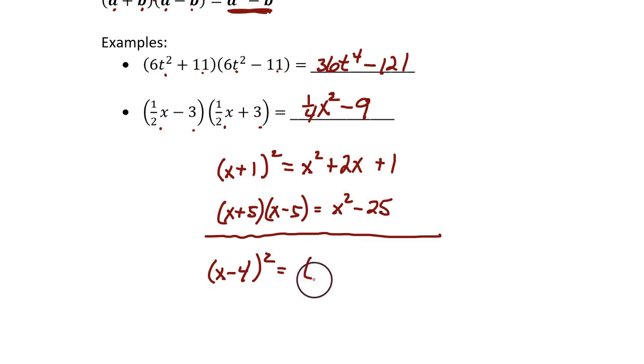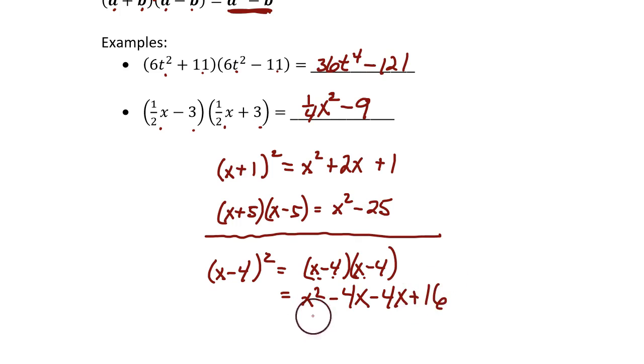X minus 4 squared means x minus 4 times x minus 4. Now we can use the distributive property. X times x is x squared. X times negative 4 is negative 4x. Negative 4 times x is negative 4x. And negative 4 times negative 4 is positive 16. The x terms can be combined. So you can still get the final answer even without knowing the special patterns. It just takes more time.